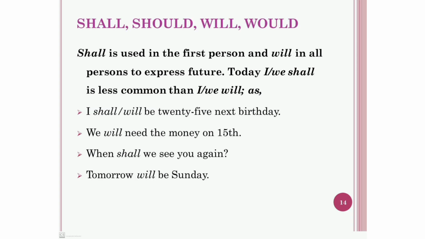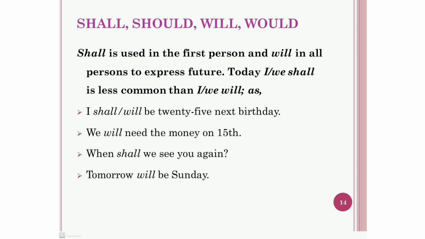Shall, should, will, would. Shall is used in the first person and will in all persons to express future. Today I shall is less common than I will. Both are correct. I shall be 25 next month or I will be 25 next month, both are correct. We will need the money on the 15th. When shall we see you again? Tomorrow will be Sunday. These all are the future usage of will and shall.